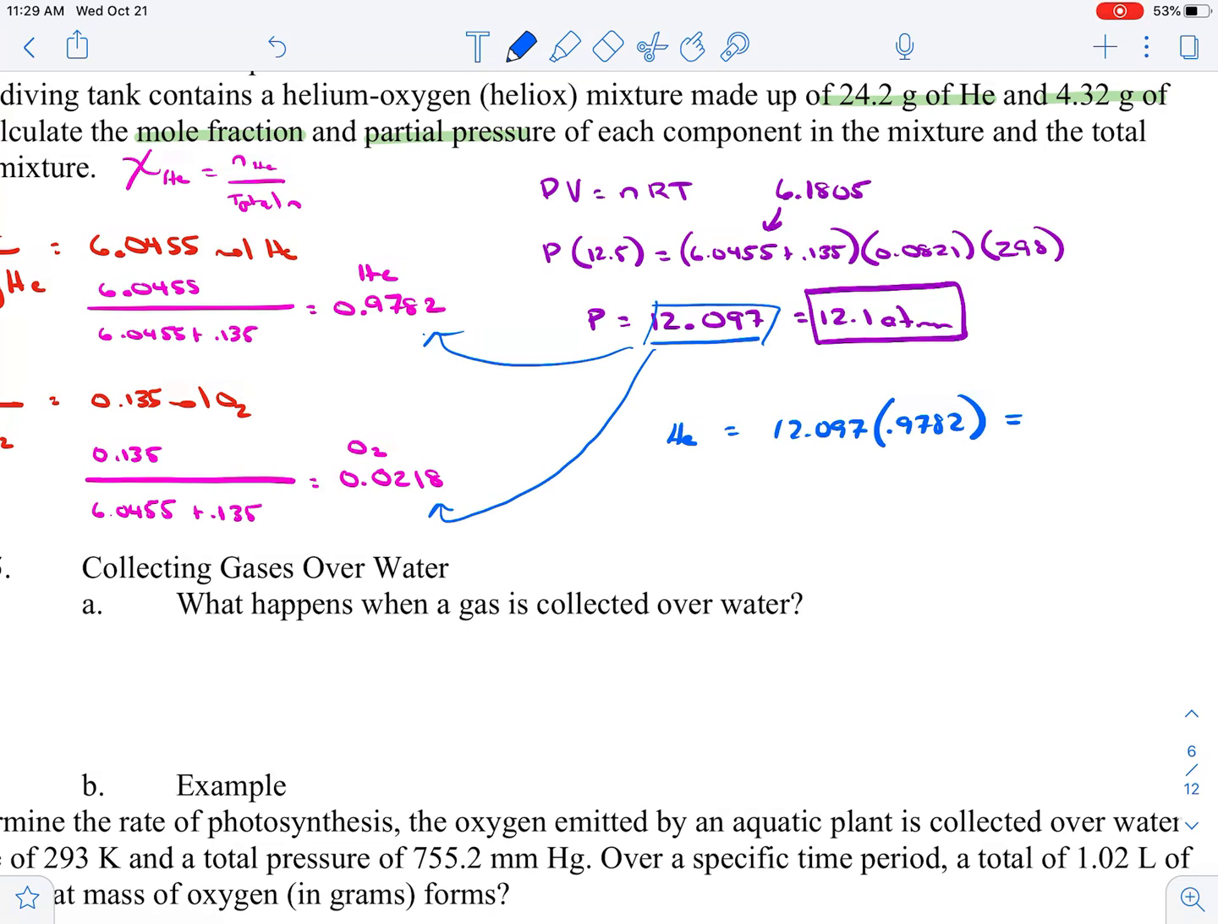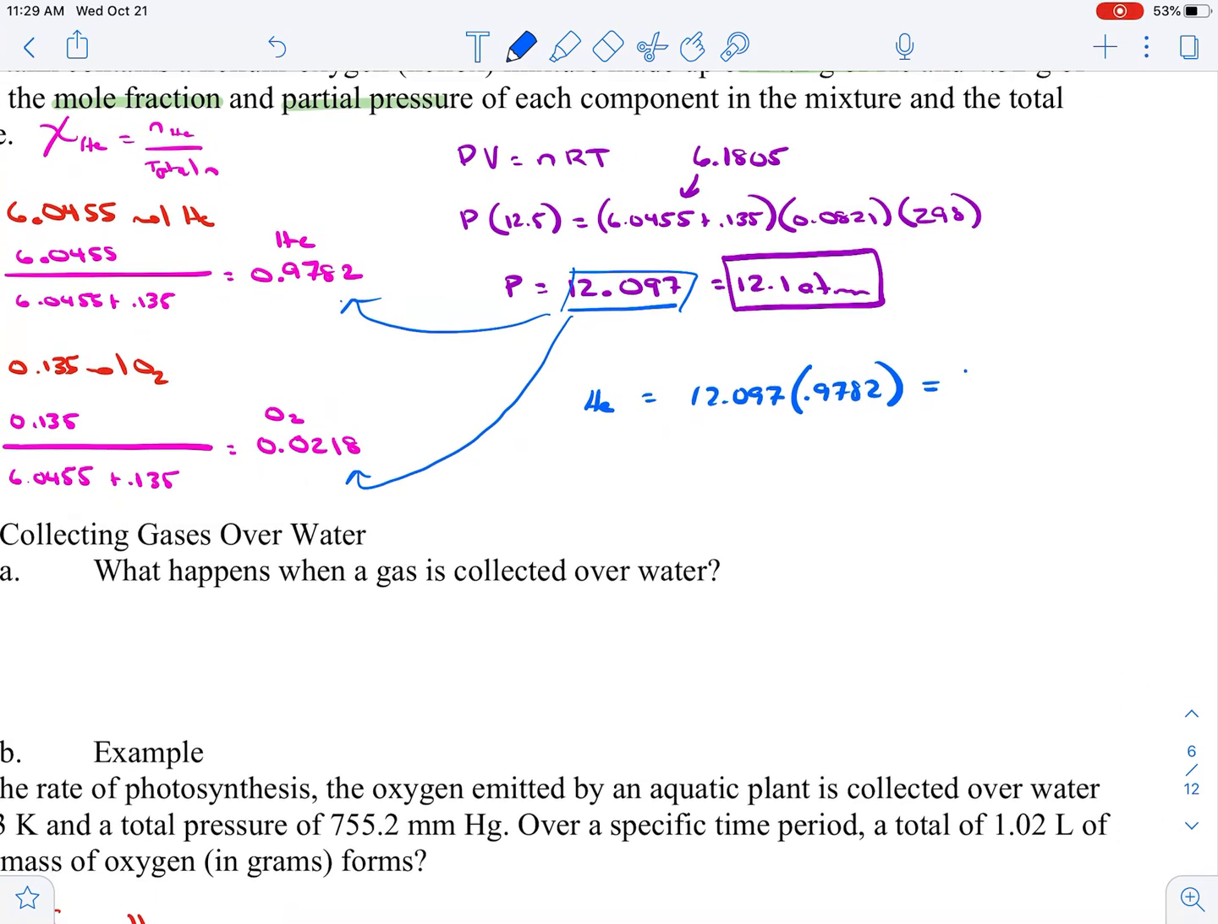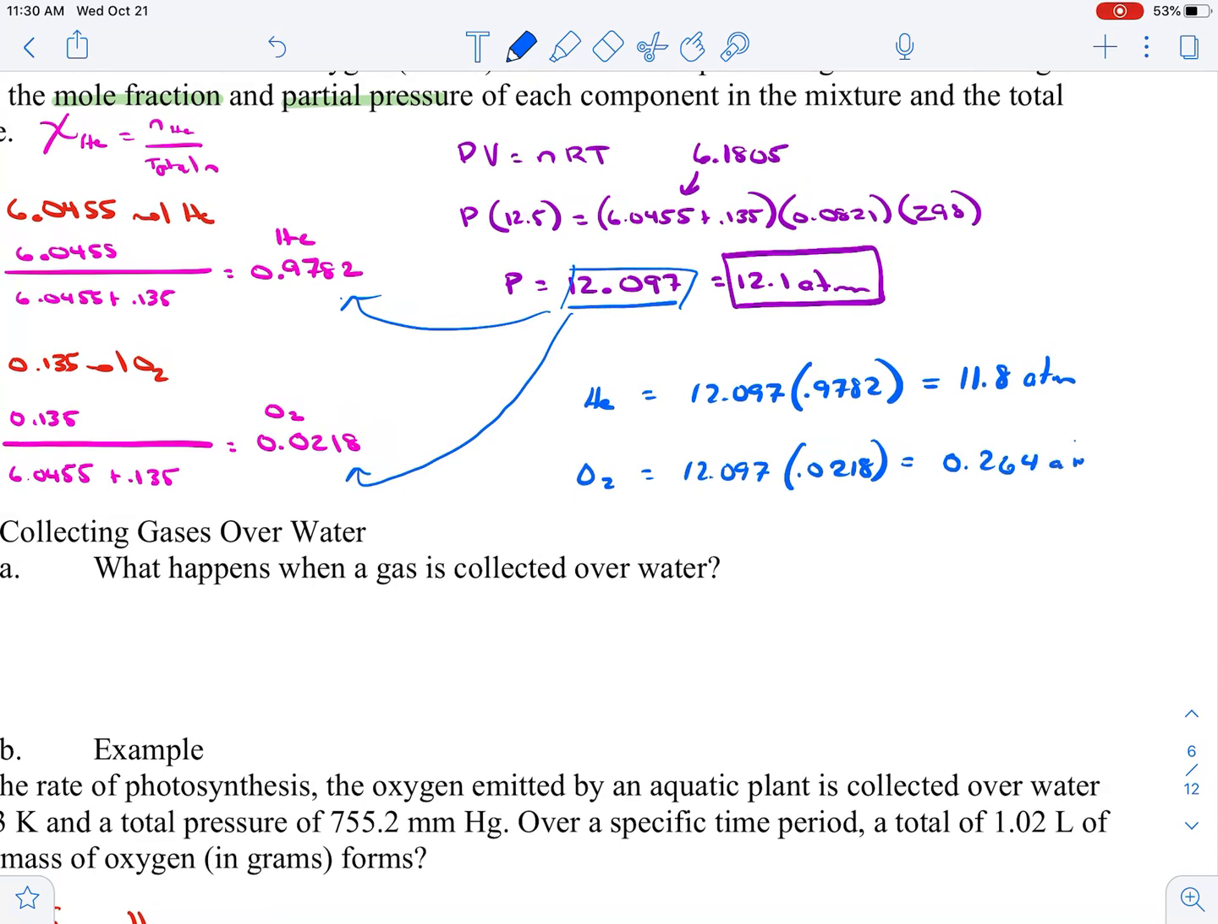All right. And so the partial pressure due to helium is 11.8, and again, that's atm. Awesome. And then we're going to do the same thing for oxygen, 12.097. We're going to multiply that by 0.0218. And again, keep 0.264 atm. And that gives us everything that we were looking for in that problem.